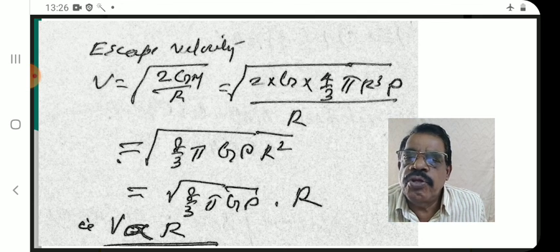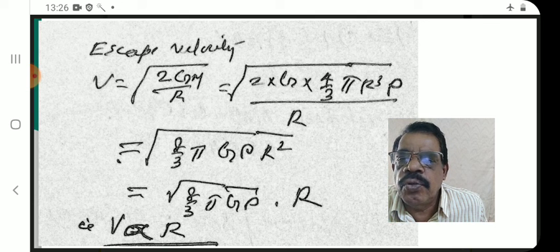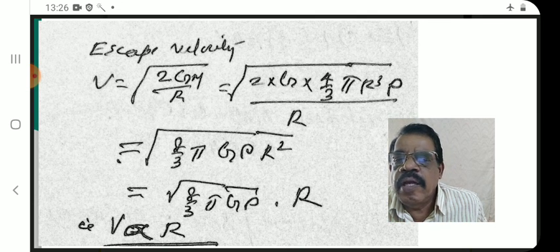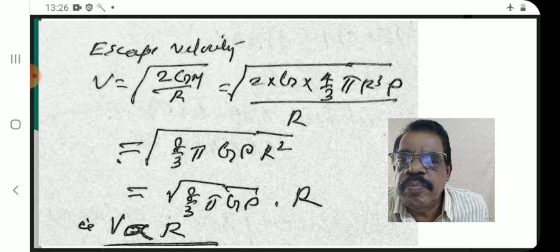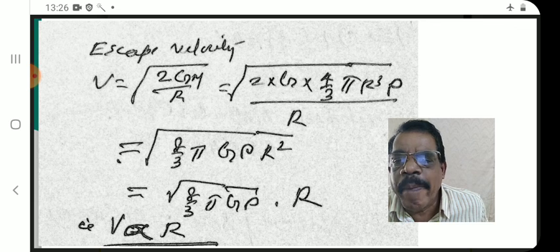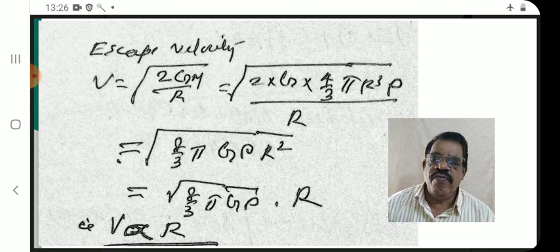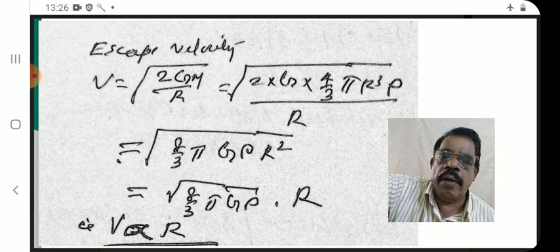8/3. 4 into 2, 8. 8/3 pi G rho r square. 8/3 pi G rho is a constant that is written separately, and the root of r square is r. Constant into r, that is proportional to r. The escape velocity v is proportional to r. That is the answer.